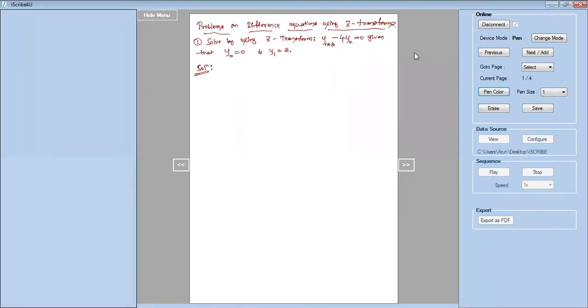So first I'll write the given equation. Given y(n+2) minus 4 into y(n) equals 0. So instead of u(n+2), you have y(n+2). Same, only the symbol is changed, that's all. The first step says you have to take Z transform on both sides. Taking Z transform on both sides, we get Z transform of y(n+2) minus 4 into Z transform of y(n) equals 0.